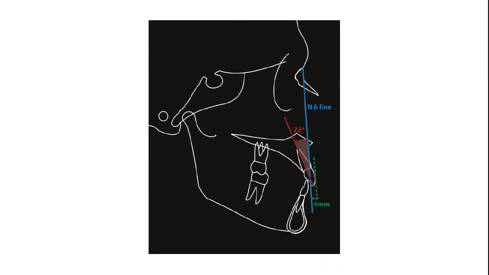Moving on to the sagittal position of the maxillary incisor. The sagittal position of the maxillary incisor to the maxilla may be assessed using Steiner's NA line described before. Important analyses to assess the sagittal position of the maxillary incisor to the craniofacial complex are as follows.